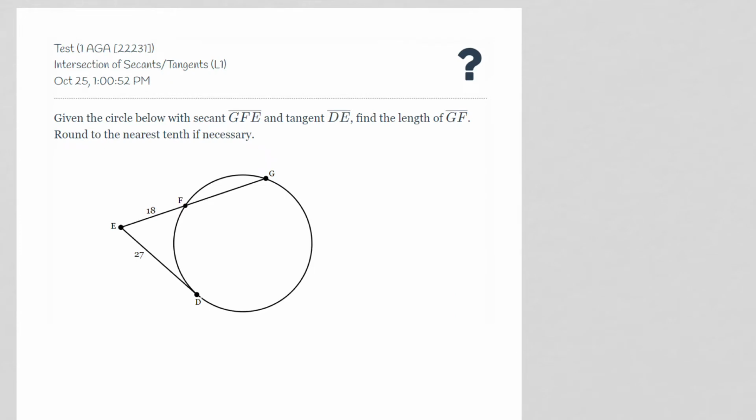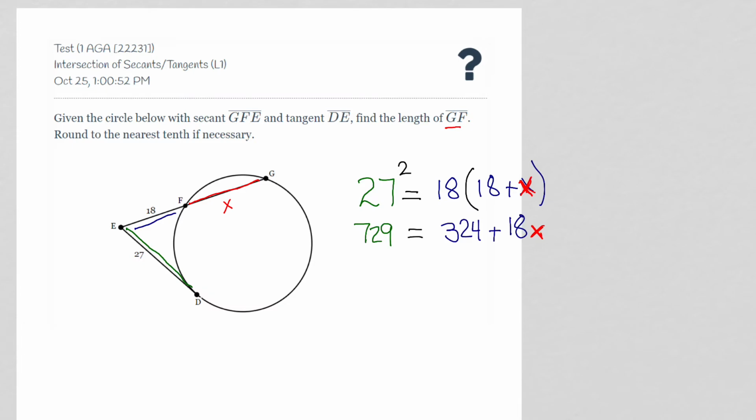Intersection of secants and tangents, level 1. We're looking for the length of FG. So again, we use the formula: the outside segment times the whole secant segment is equal to the tangent segment times itself. So we square 27 and then distribute the 18. So 729 is equal to 324 plus 18x.